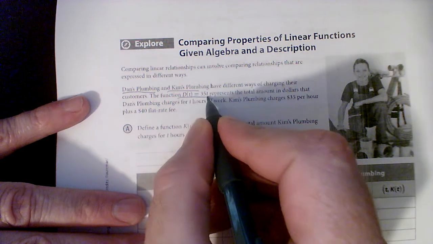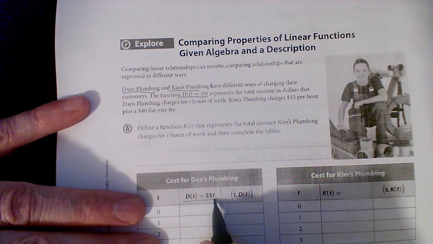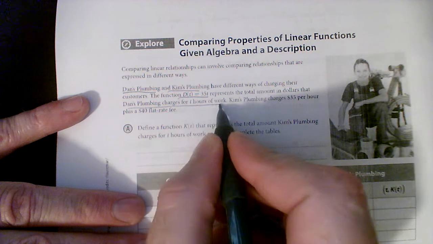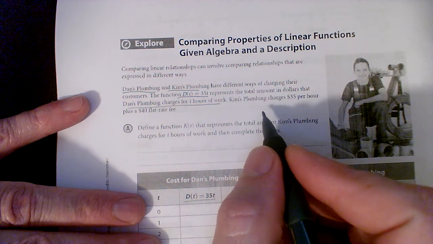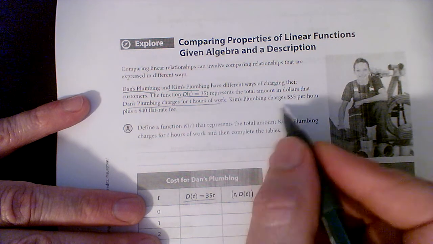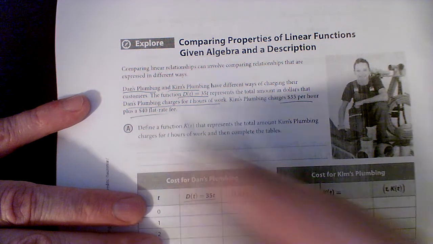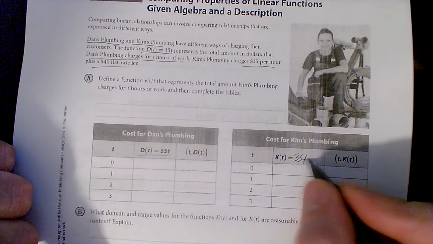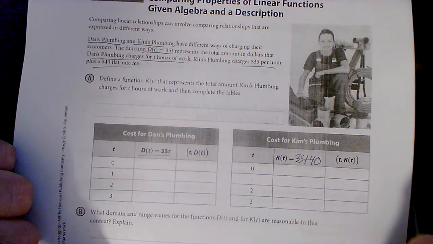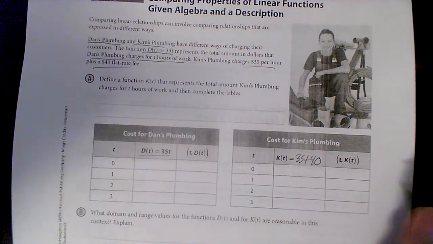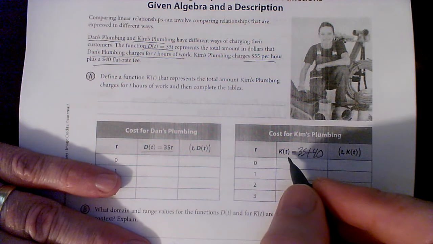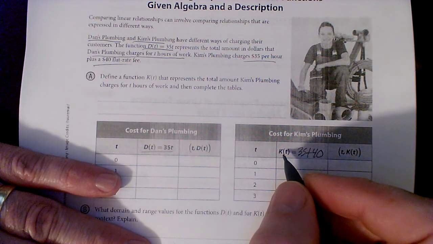Daniel's D of T is $35 an hour. It represents the total amount of dollars that Daniel's Plumbing charges for T hours of work. That's so cheap compared to what plumbing usually costs. Kim's Plumbing charges $35 an hour plus a $40 fee just to show up, right? Define the function K of T for Kim's Plumbing, the amount Kim's Plumbing charges.